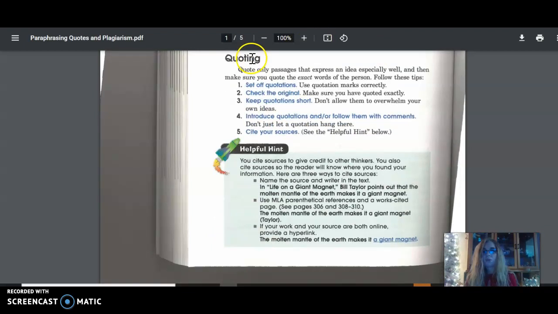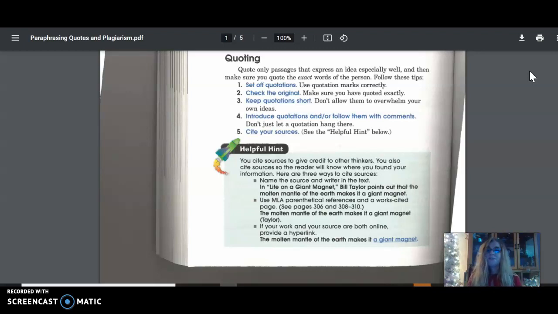Okay, moving on, and we are to quoting now. Quote only passages that express an idea especially well, and then make sure you quote the exact words of the person. And I would just like to add to this that when you are using direct quotes word for word, it's very important to use direct quotes that are powerful, that the language that is used expresses and evokes such a response in the audience that you know that if you were to write it on your own in your own words, you would not have that same impact on your audience.